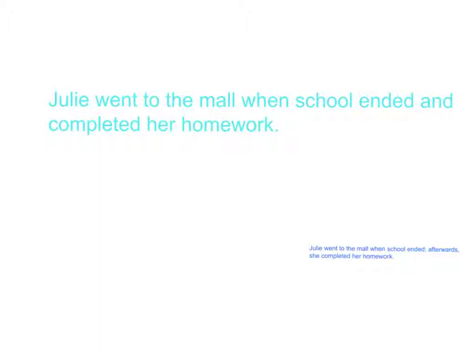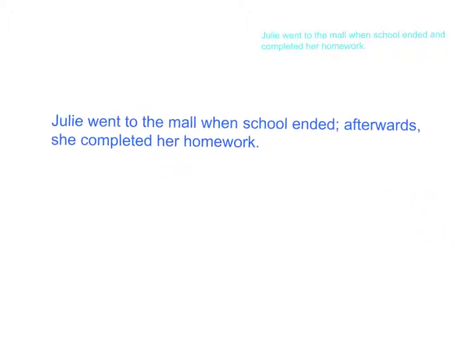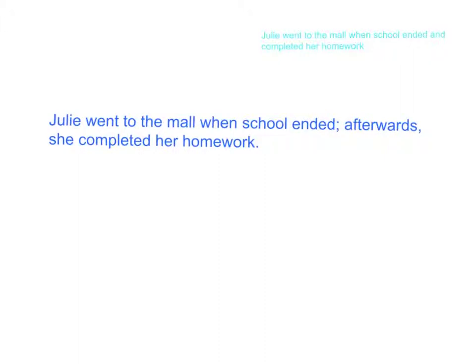By using a conjunctive adverb, we get rid of this confusion. If we look at the sentence, "Julie went to the mall when school ended," we have our first complete sentence. Then we use our semicolon, and we have the conjunctive adverb "afterwards," "she completed her homework," and the comma, of course, after the conjunctive adverb. By using the conjunctive adverb afterwards, we now know that Julie went to the mall when school ended.